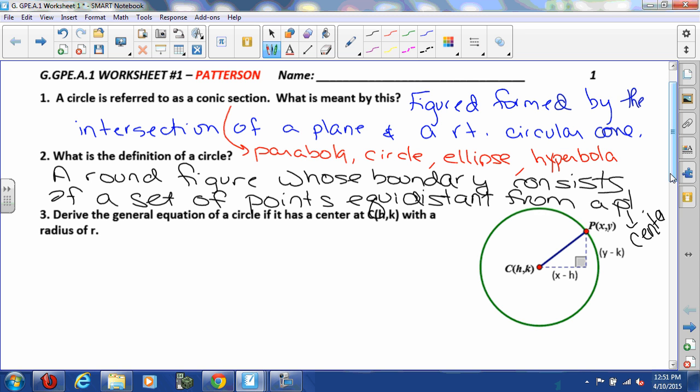So if we take a peek at the circle, C is the center, right here. Here's your set of points. Aren't these all the same distance away from the center point? They are. They're all equidistant. And the distance from here to here is called the what? Radius. How many radii are there in a circle?